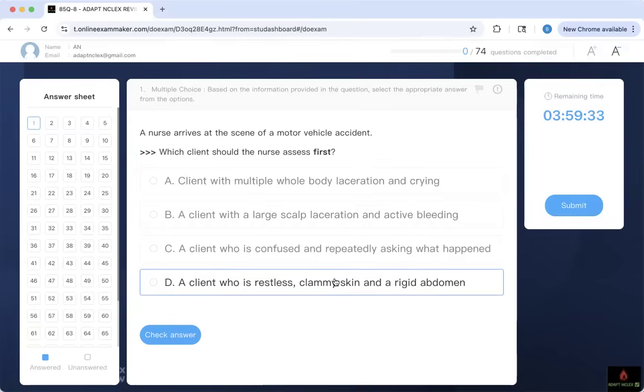You arrive at the scene of a motor vehicle accident. This is a triage, right? It's a triage problem. Who do you see? Somebody you can save. If you're already dead, you're dead. If you can save them, let them go.